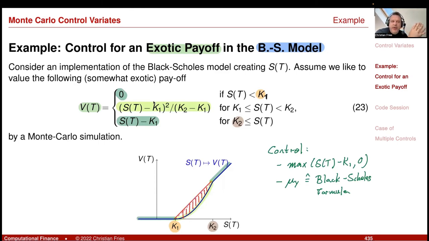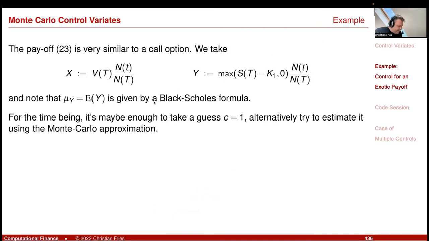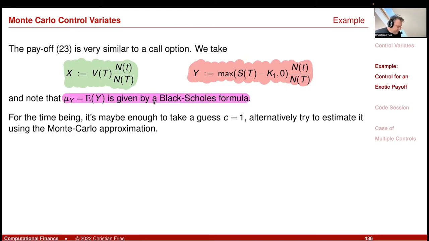The Monte Carlo approximation error depends on the variance of the random variable. So you see that the variance of the random variable is small because this area here, the area I'm integrating, is just small. So my idea is to use as my control random variable Y the payoff function of a classic call option, and I use that to control the random variable X, and my mu is given by the Black-Scholes formula. For the time being, it's okay to just use C equals 1 and have a look at what is happening.